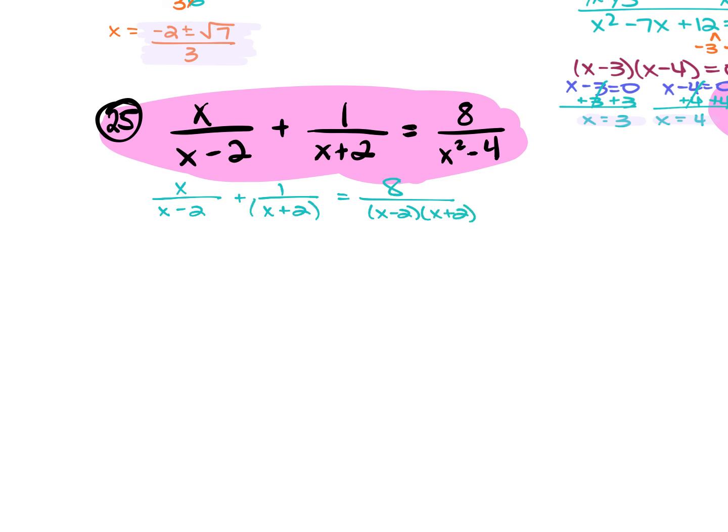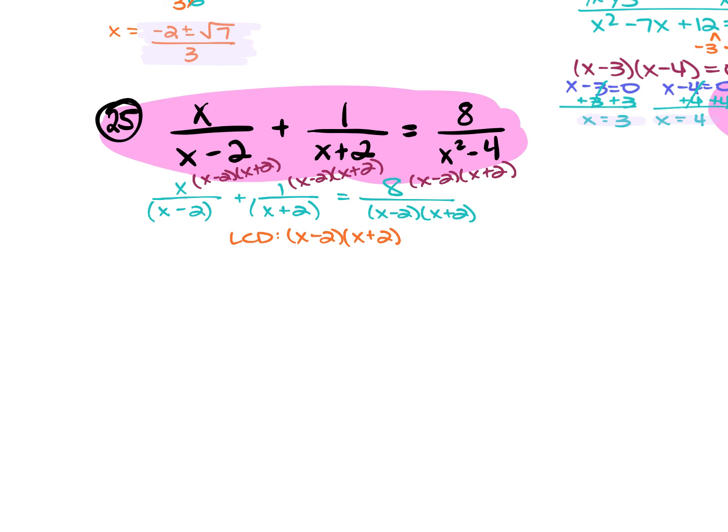What is your least common denominator out of all three of these fractions? x minus 2 and x plus 2. Okay, so we're going to multiply every single term here by that x minus 2 times x plus 2. If you want to, you can do it here to where you have this x minus 2 times x plus 2, x minus 2 times x plus 2, x minus 2 times x plus 2.